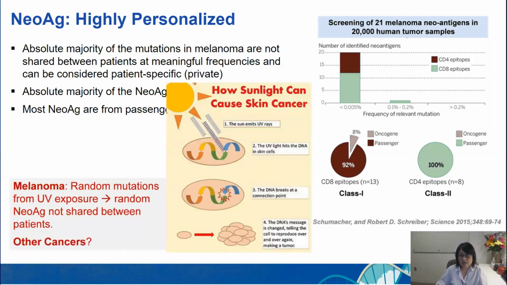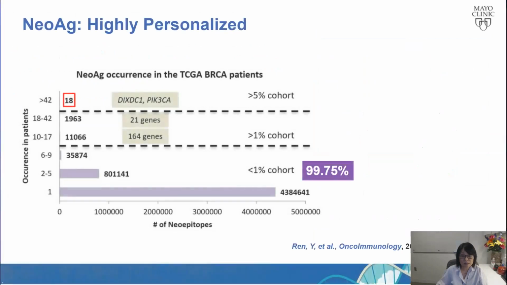You may ask, melanomas are from random mutations due to UV exposure. Of course, the resulting neoantigens are random, therefore not shared between patients. What about other cancers? The answer is all very similar.